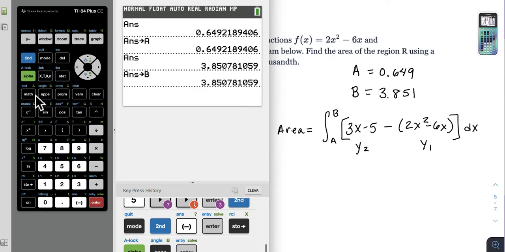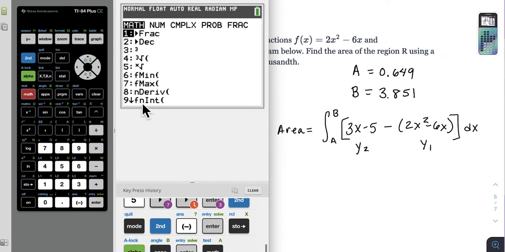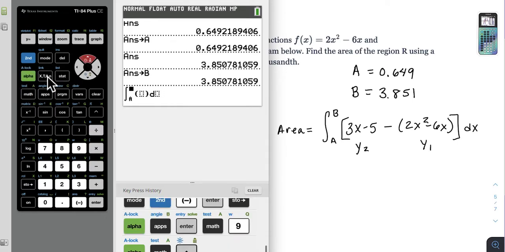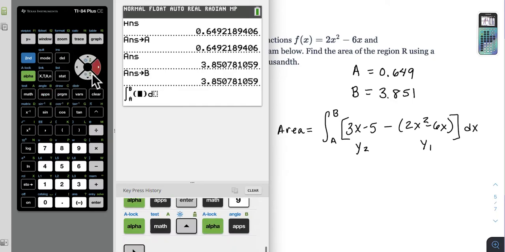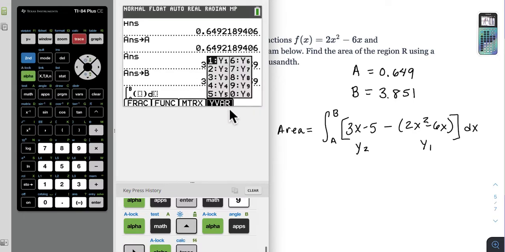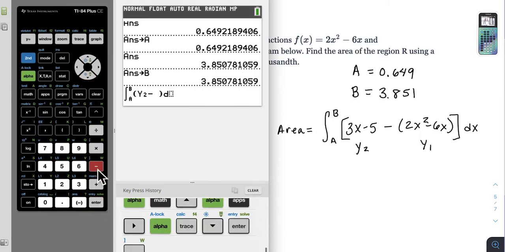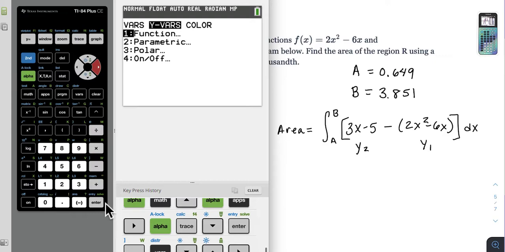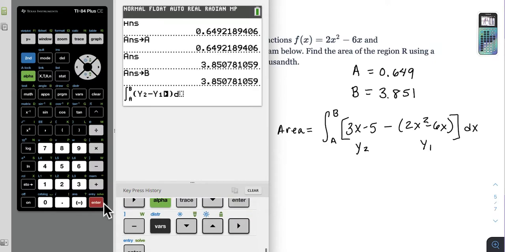So I'm going to go to the math menu. Function integrate is option 9. And then I want to go from A to B, so alpha A, alpha B. And then I want to do y2 minus y1. So I'm going to hit alpha trace. That pulls up my function shortcuts. I want to do y2 minus, another way to get those, if you don't want to use alpha trace and don't want to remember that, you can go to the vars key, hit y vars, function, and then y1, right? You can pick it that way as well.